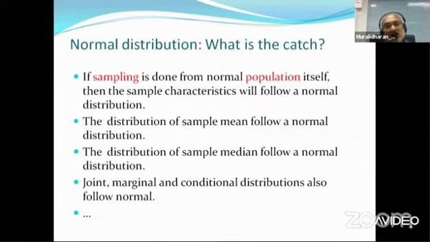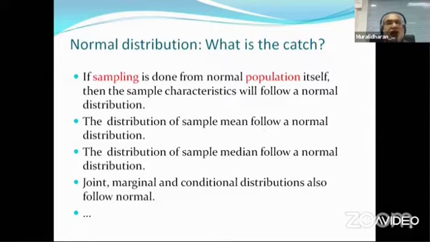Now comes, what is the catch? We always talk about normal distribution, we want normal distribution, etc. So this is very, very important. To understand central limit theorem, you should know normal distribution, the way it should be. Without the understanding of normal distribution, you cannot understand central limit theorem.